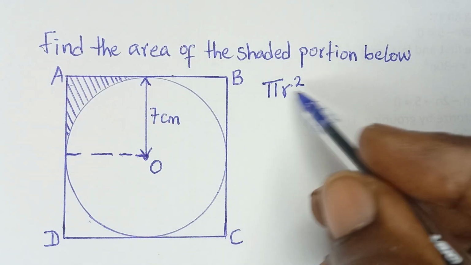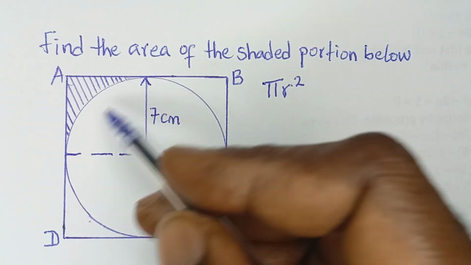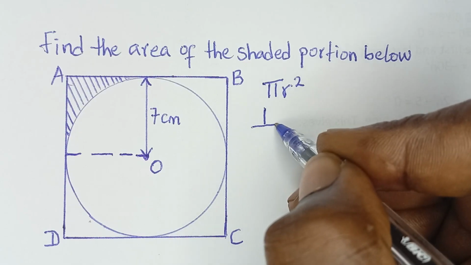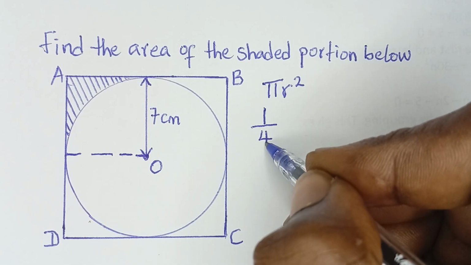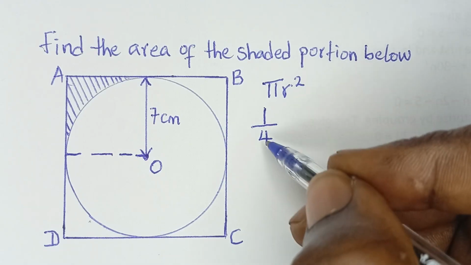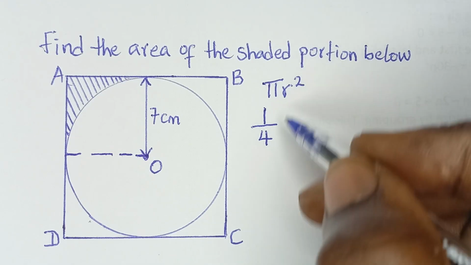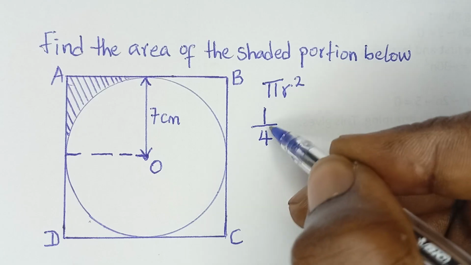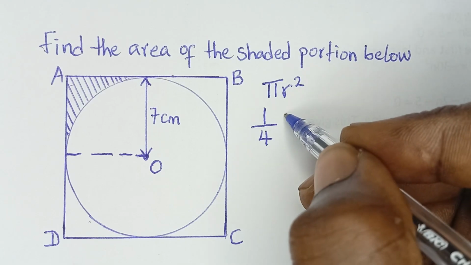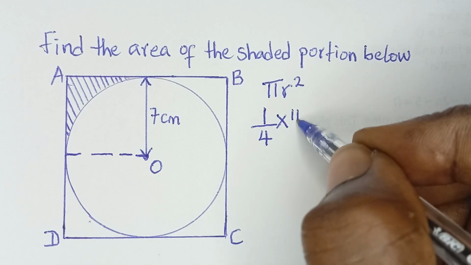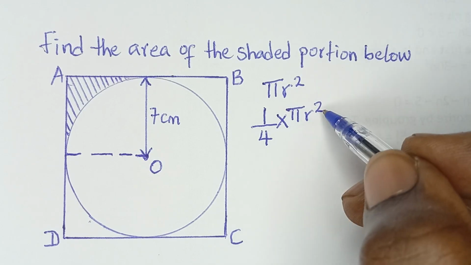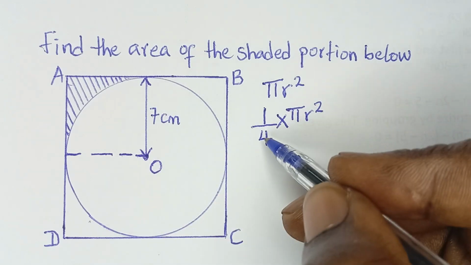So for us to get the area of a quarter of a circle, we are simply going to take 1/4 of it. So I'm going to take 1/4 multiplied by this. That is dividing this area by 4. So this pi r squared divided by 4 is what I'm doing now by multiplying it by 1/4. So this is 1/4 multiplied by pi r square. So this is like dividing the total circle area by 4.